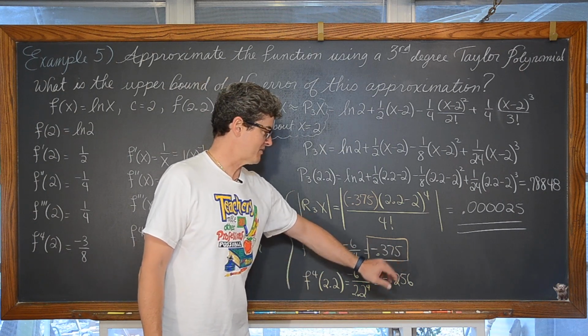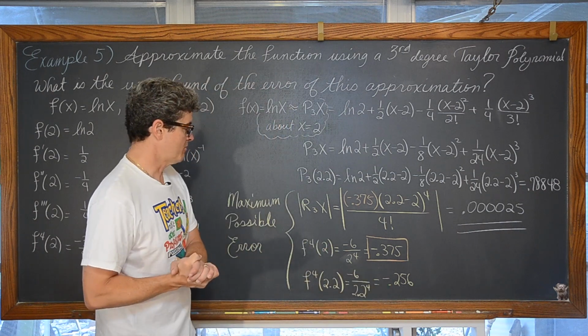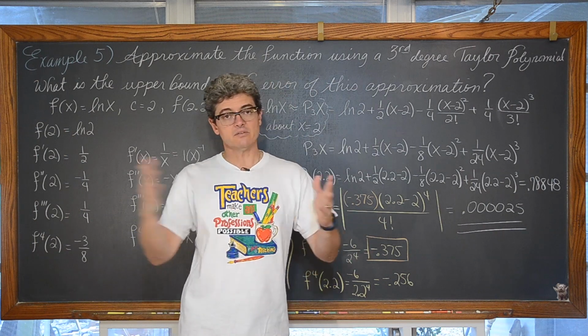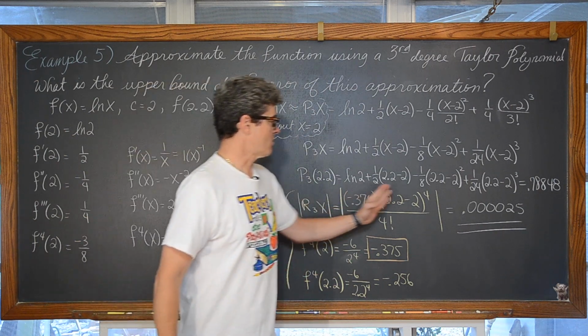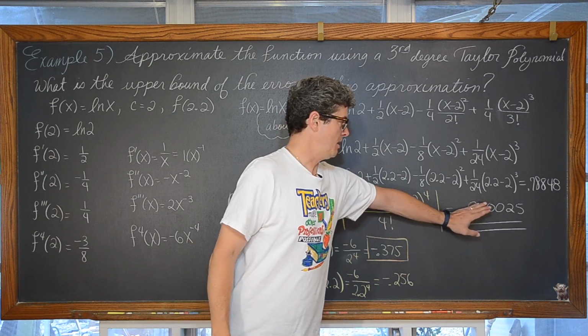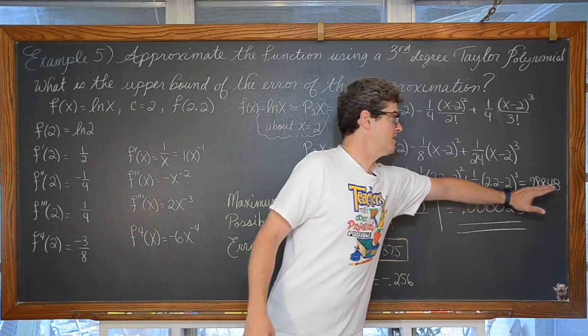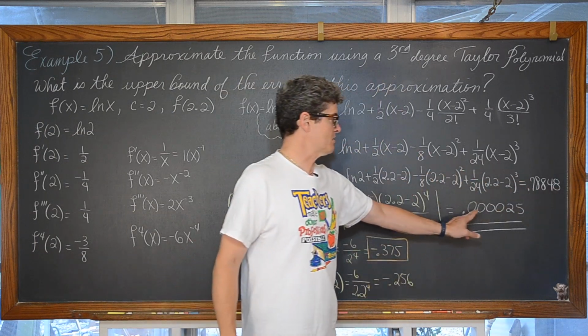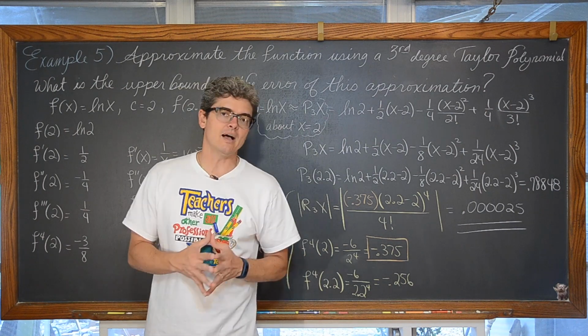Of course, I've got to think about absolute values here. Negative 3.75 is not truly larger than negative 0.256, it's actually smaller, but in terms of absolute values, it is going to give the largest possible maximum error, and we are guaranteed that this number is no more than 0.000025 away from the actual value.